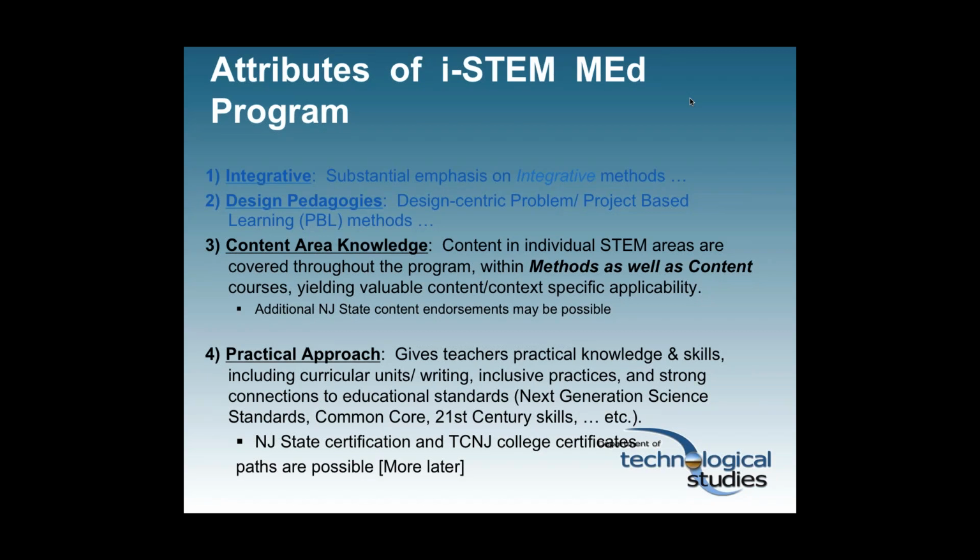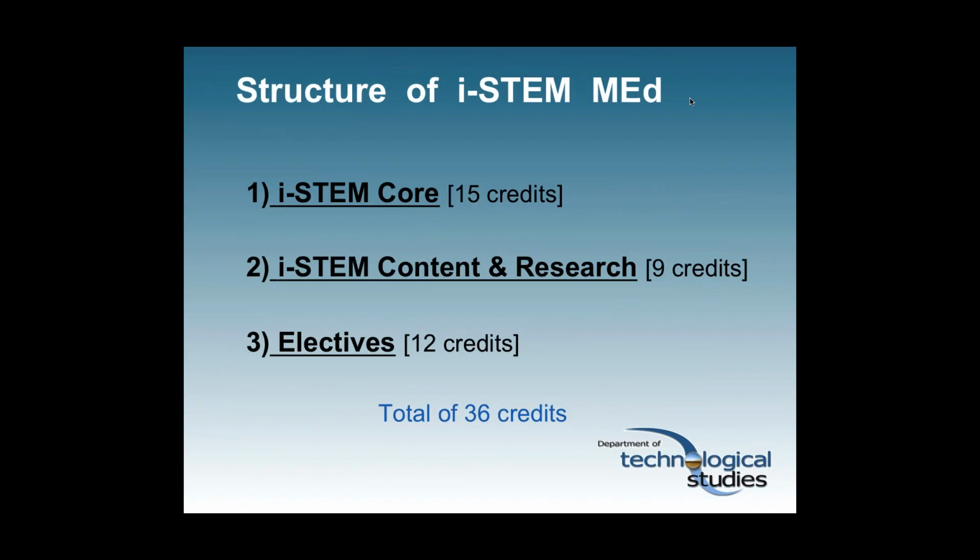Okay, so let's get into the nuts and bolts of the program design. There are 3 components to the program. There's an integrated STEM core, which is 15 credits. There's an integrated STEM content and research component, and that's 9 credits. And then there are electives, which will be 12 credits. All the courses at TCNJ at the graduate level are 3 credits per course. And you'll see one course comes up as a 0 credit course, and that's really a way to capture a capstone experience. So it's a total of 36 credits for the complete Master of Education program.